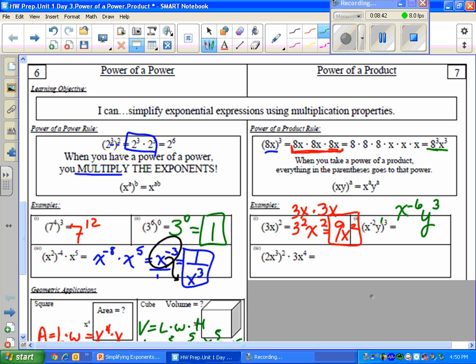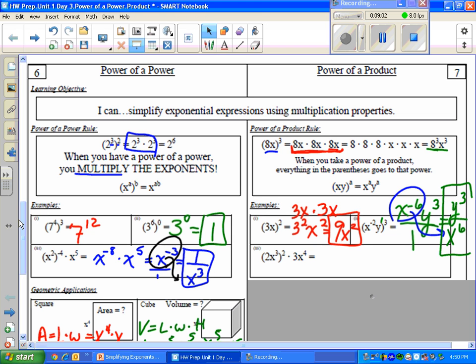Now remember, just like the problem we did before, I can't leave that negative in my answer. And so if I'm thinking about this riding the elevator, here the x is going to get to travel, but the y is going to have to stay on the top floor. So I'll end up with y to the third over x to the sixth.